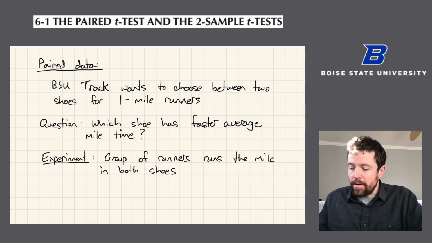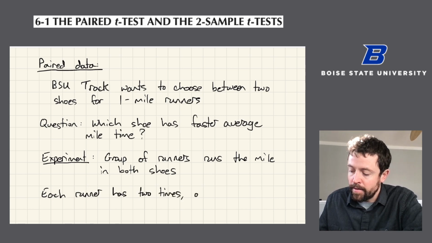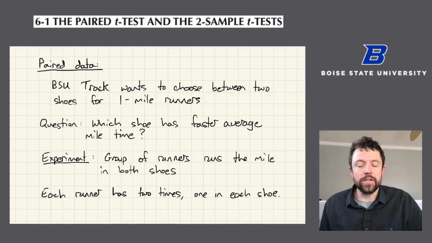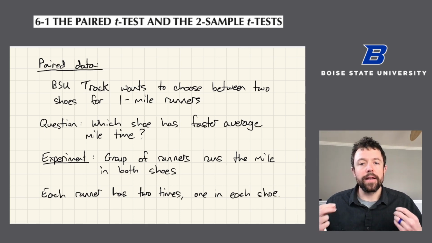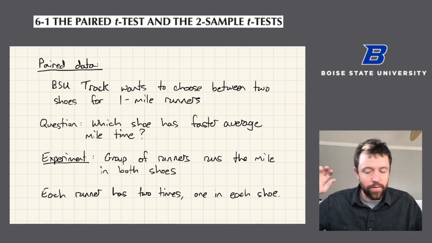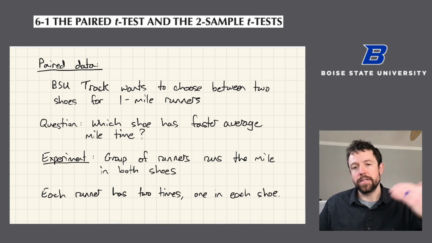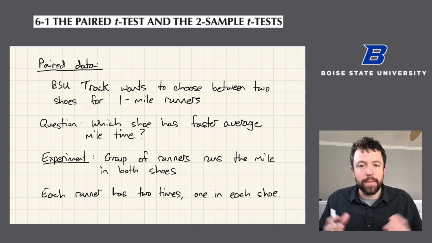The idea here is that what you end up getting for your data set is that each runner has 2 times, one in each shoe. So your data is paired. That is, you have 2 data sets, shoe A and shoe B, but the times aren't just a collection of times that are unconnected to each other. If one person ran it in 4 minutes, 30 seconds in one shoe, you can also ask, well, how fast did they run it in the other shoe? So your data is paired together.